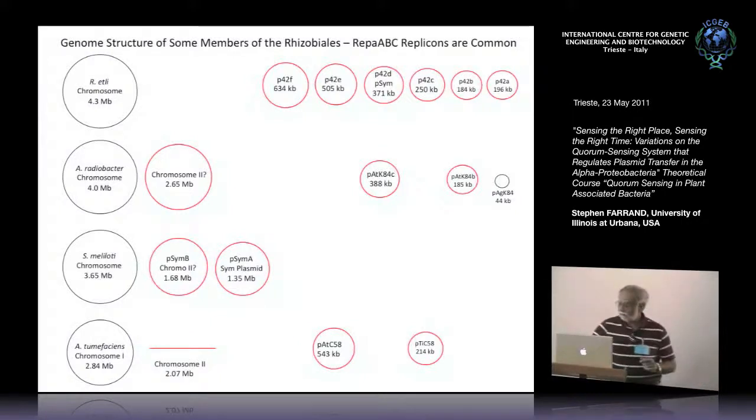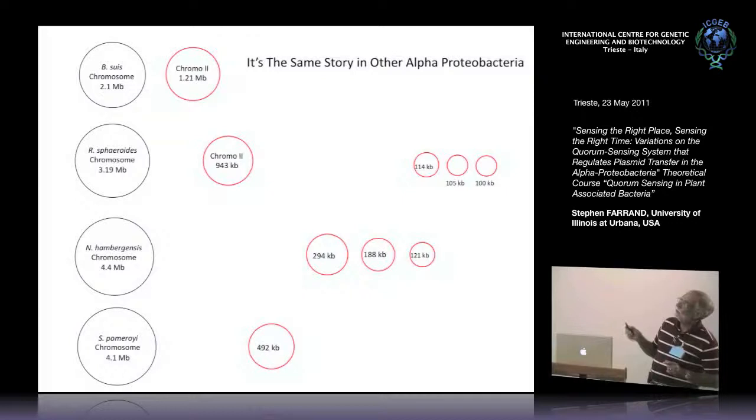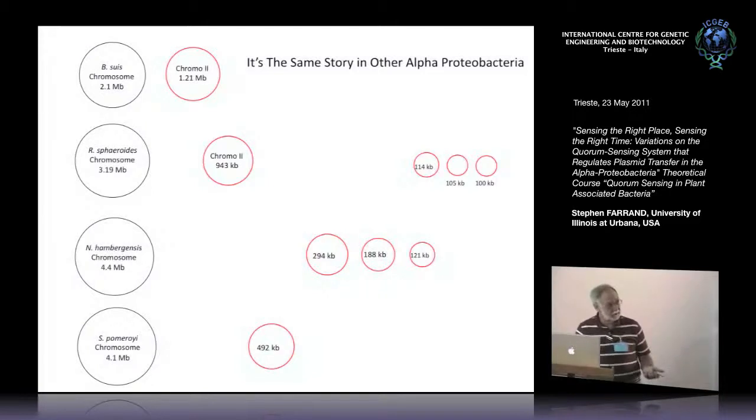So the red indicates Rep-ABC type replicators. It's not restricted just to the members of the Rhizobiales, but also in Brucella suis. In fact, in all of the Brucellas that have been looked at, chromosome 2 is always a Rep-ABC type plasmid. In Rhodobacter sphaeroides, it's also a Rep-ABC. This is the first second chromosome ever discovered in bacteria, by the way, by Sam Kaplan. And in several other bacteria that have interesting traits, these plasmids predominate. So this is an extremely important replication system.